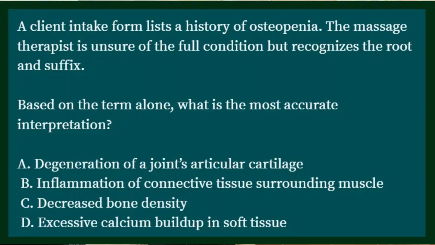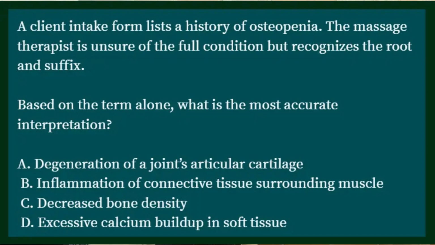So let's do another question. A client intake form lists a history of osteopenia. The massage therapist is unsure of the full condition, but recognizes the root and suffix. Based on the term alone, what is the most accurate interpretation? Osteopenia. Osteo means bone, right off the top of my head. Osteo means bone. So which of these in the list refers to bone so we can eliminate the rest?